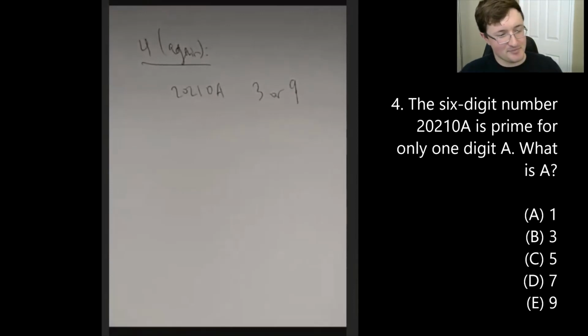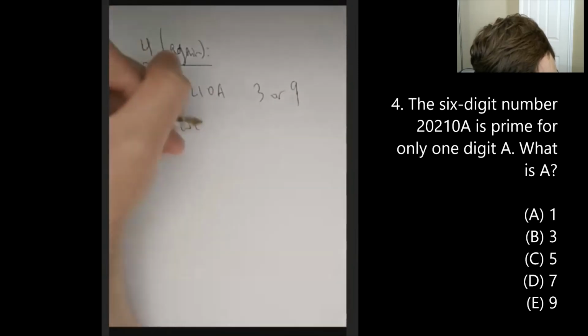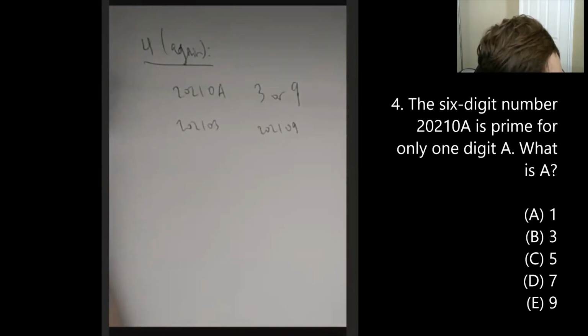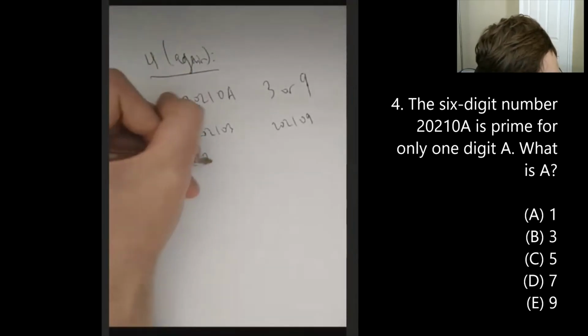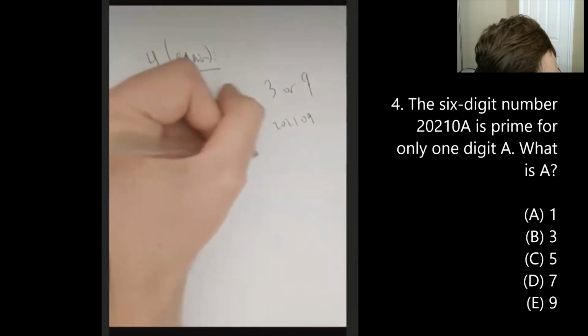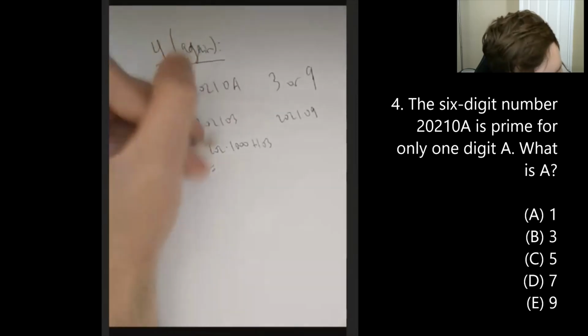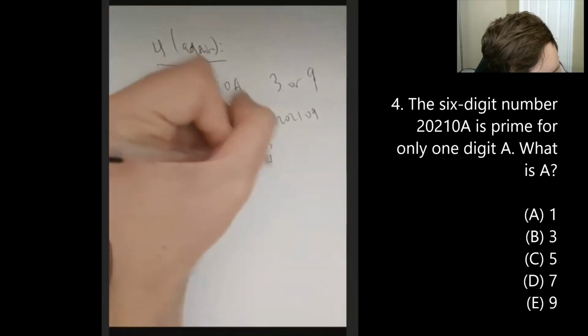I guess I could group. What am I missing here? 202, 103, 103, or 202, 109. Okay, mod, I'm gonna try mod 11 since that's not too hard. So 202 times 1,000 plus 103. 202 mod 11 is, well, 198 is 0. So that's 4 times minus 1 plus 4.